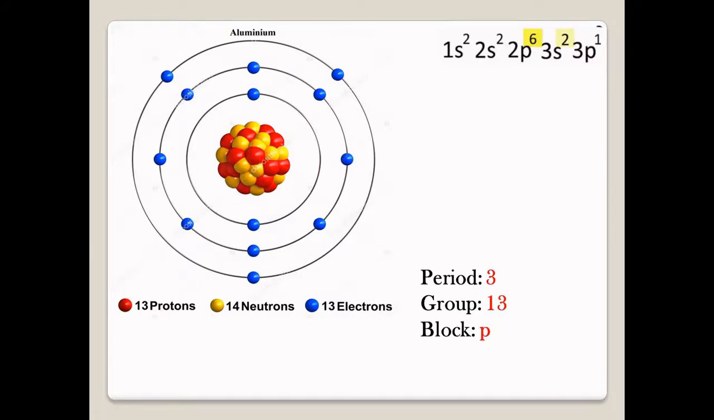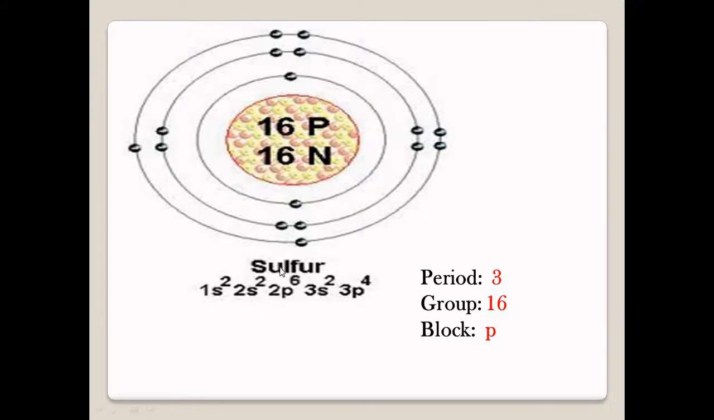Let's see another example, that is sulfur, which has 16 protons and 16 neutrons with 16 electrons. Its electronic configuration is 1s2, 2s2, 2p6, 3s2, 3p4. For this, 3 indicates the period number 3, p indicates a p block element, and 10 plus 4 plus 2 indicates its group, that is, it is a group 16 element.